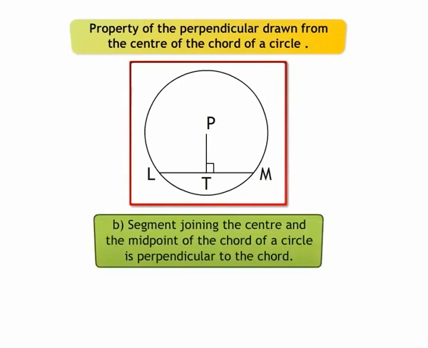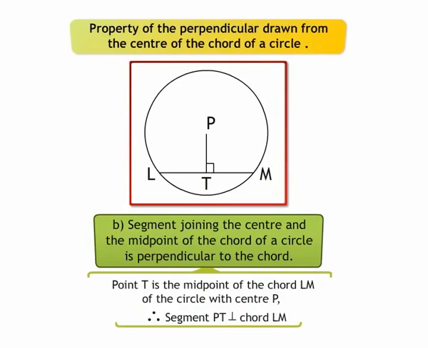B. Segment joining the center and the midpoint of the chord of a circle is perpendicular to the chord. Here, point T is the midpoint of chord LM of a circle with center P. Therefore, segment PT is perpendicular to chord LM.